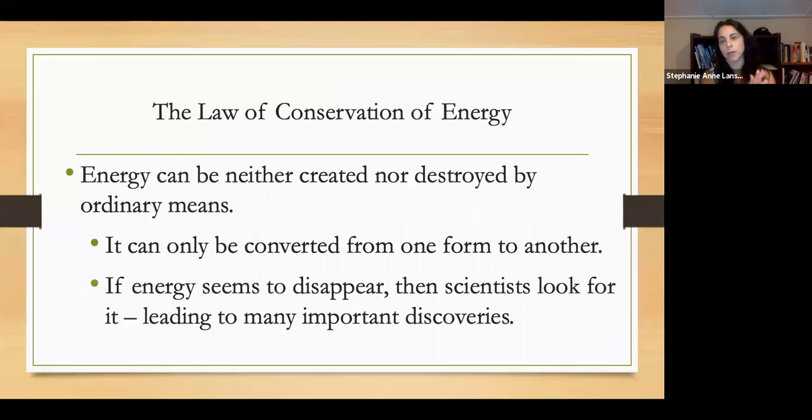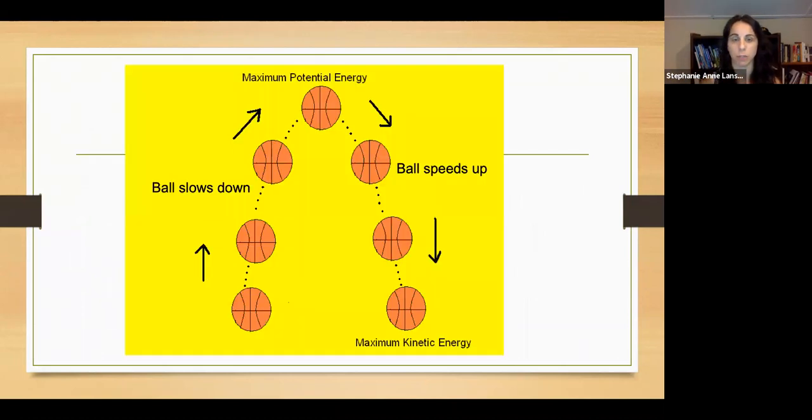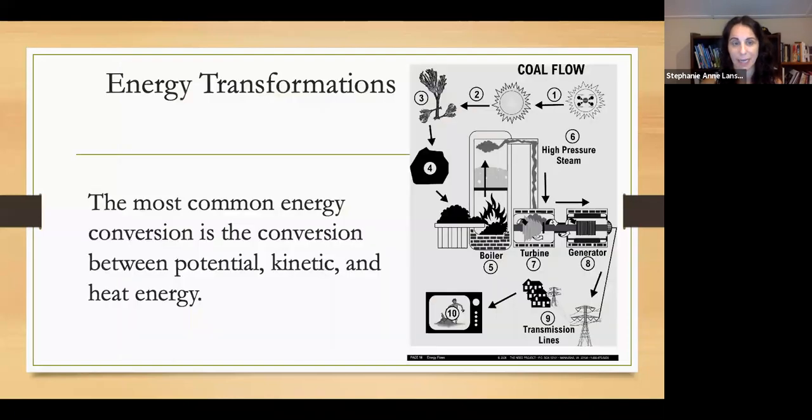If we think about the law of conservation of energy, energy can't be created or destroyed. It can only be converted from one form to another. But if energy seems to disappear, then we look at what's happening, and that's when we talk about heat energy, heat loss, and different forms of transformation of energy. When we're throwing a basketball, at the top, the basketball has the maximum potential energy, but as it comes down and speeds up, it has the maximum kinetic energy. So we have potential energy and kinetic energy.